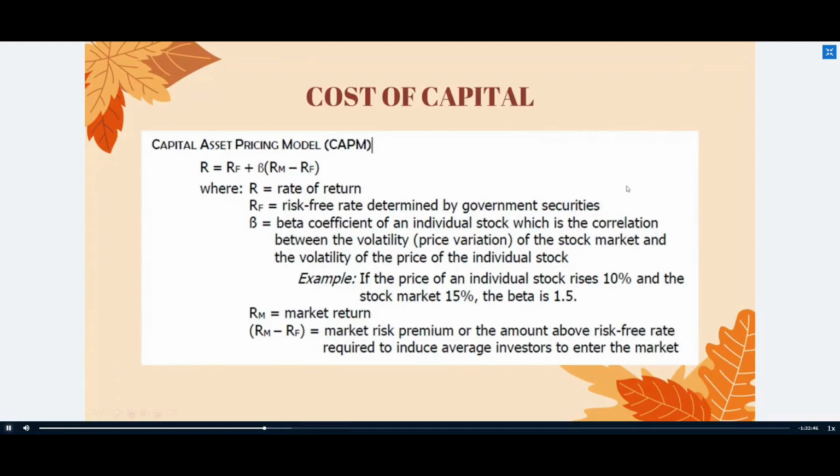Now, kung mapapansin mo, we have RM minus RF or simply this is the market risk premium, no? There might be a chance where instead of providing you RM and RF, the problem provides you with the market risk premium. So actually, the market risk premium is simply your RM minus RF. So again, we don't really need to calculate for RF, for beta, for RM and RF. All we need to do in CAPM is to know the formula.